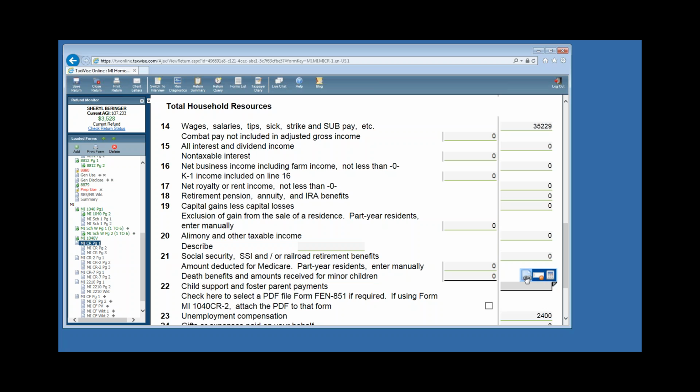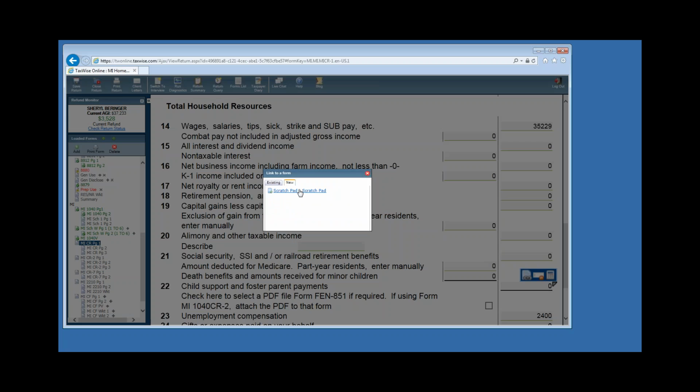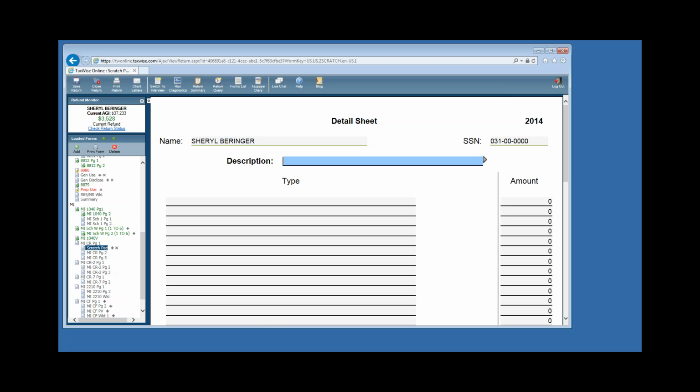Again, I like to explain where all these numbers are coming from. So I just select to put it on what's called a scratch pad. This is the only time you'll use scratch pads in the whole software, on this Michigan return. So people often want to use scratch pads for things. Don't worry about it. The scratch pad's not a good way to go for entering information. It's kind of the last resort thing, and that's because a lot of the time there's forms that have to be attached. So I'm going to call this child support, and I'm going to indicate that it was $600.